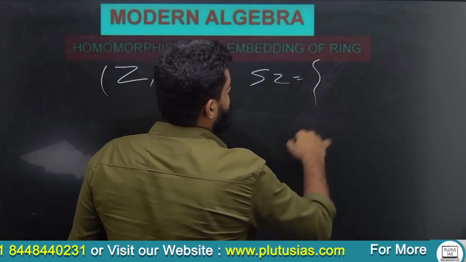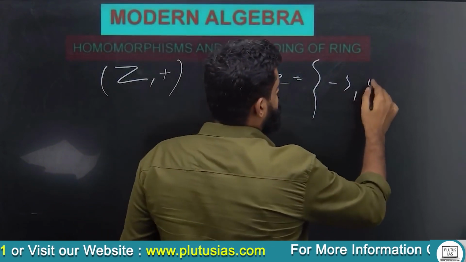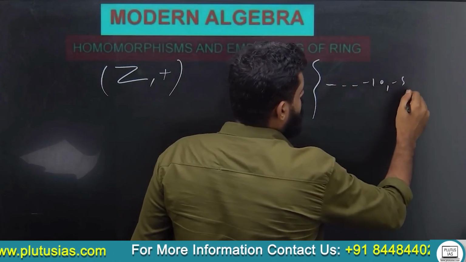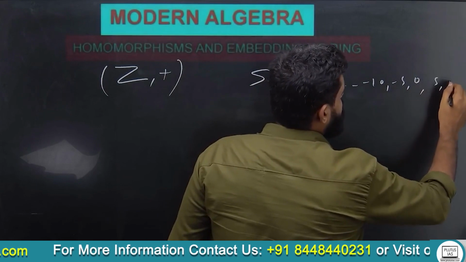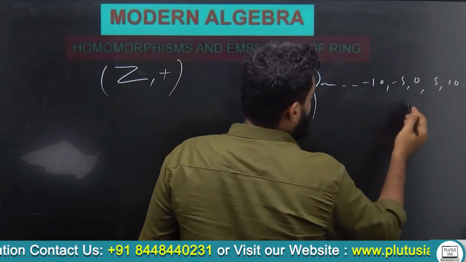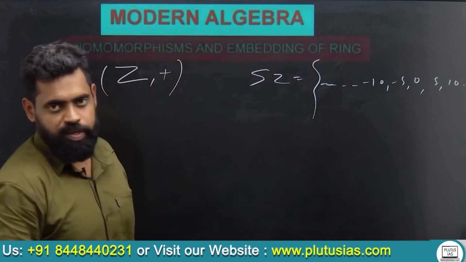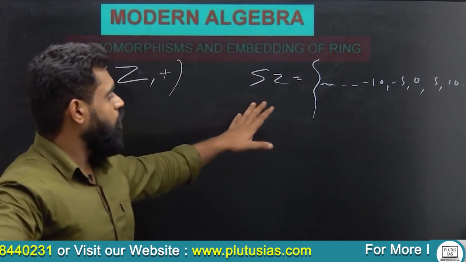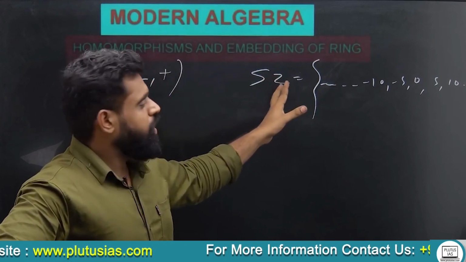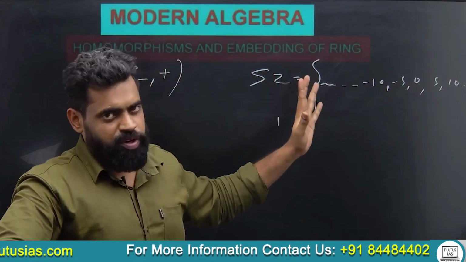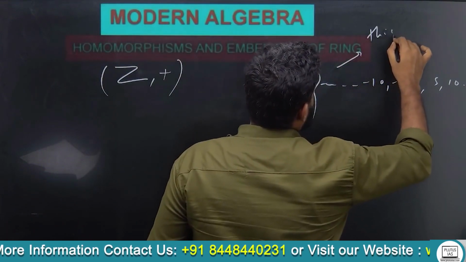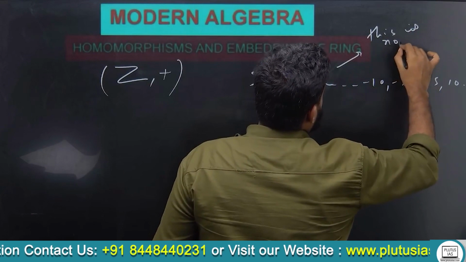What will be the elements? -10, -5, 0, 5, 10. Okay, so all the multiples of 5 in Z are, suppose this is a group, and it can be easily shown that this is a normal subgroup.